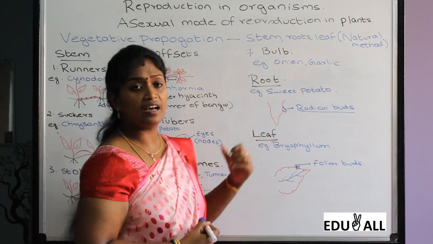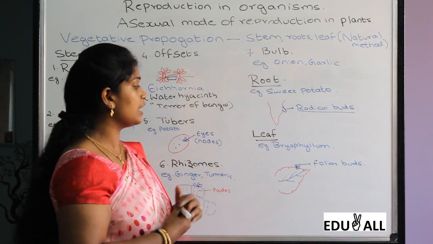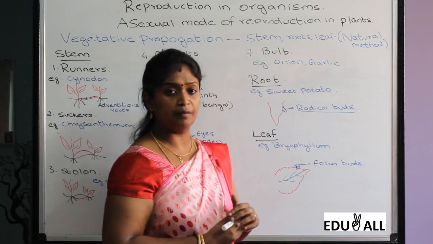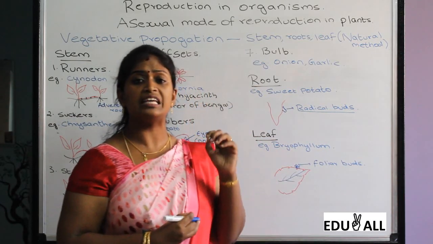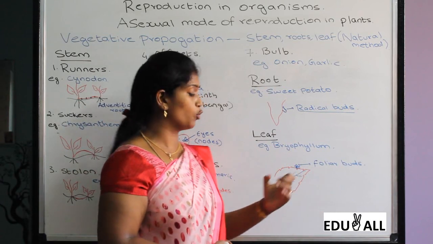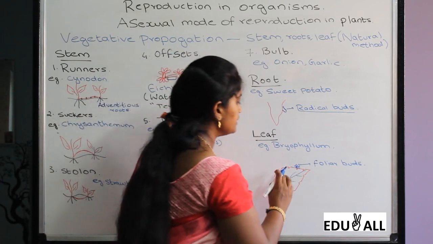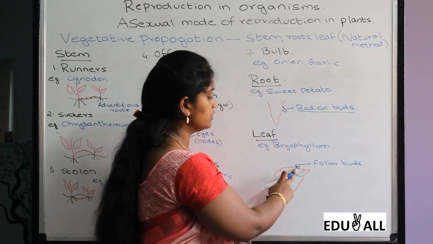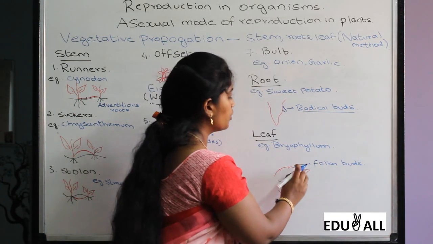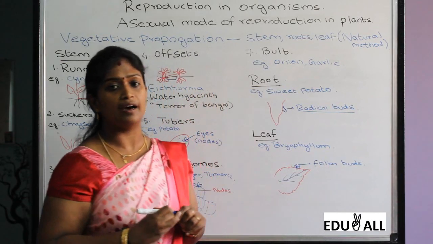Next, taking leaf as a vegetative propagule, let us see how it gives rise to a new plant. Taking the example of Bryophyllum, this Bryophyllum has thick and fleshy leaves. Like other plants, they also undergo photosynthesis, and these have notches in the margins. These buds are called foliar buds. From these foliar buds, a new plant arises.